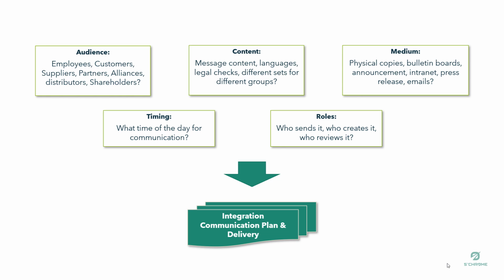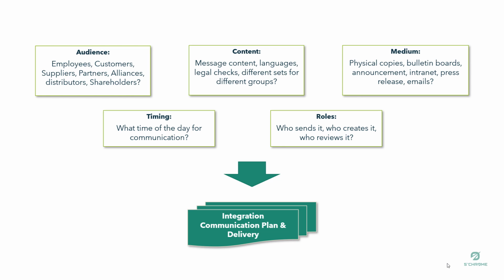The second part is the content, message content, languages, legal checks. So for example, if you operate in multiple countries, you need to make sure that you're covering in local languages. You also need to make sure that whatever you say in your announcement, especially when you are dealing with external parties like your customers, suppliers, government agencies, is legally vetted, but also vetted through an HR lens. Make sure that it does not create too much anxiety amongst employees, etc.